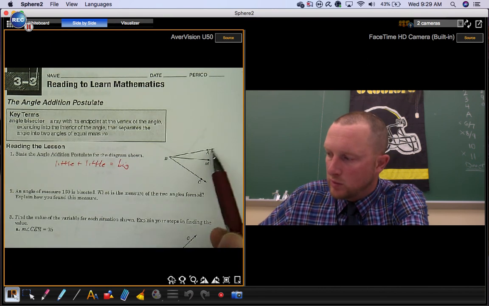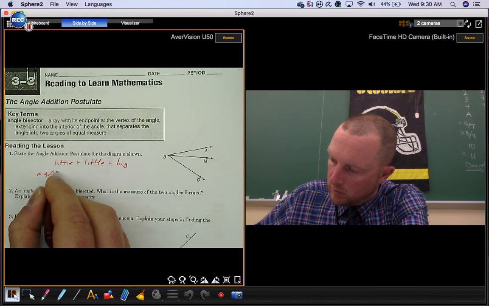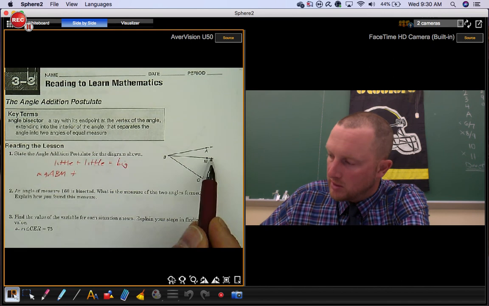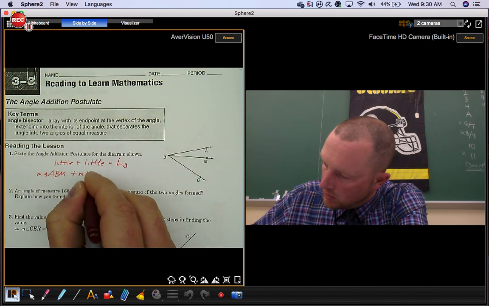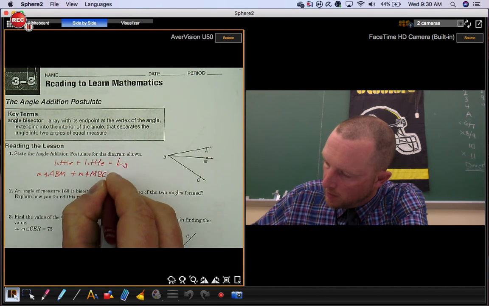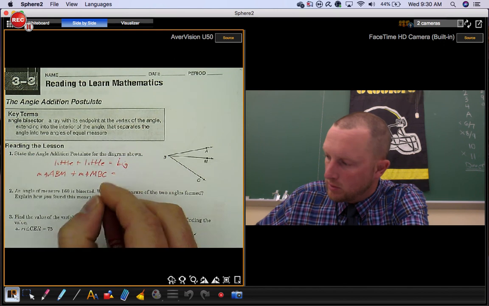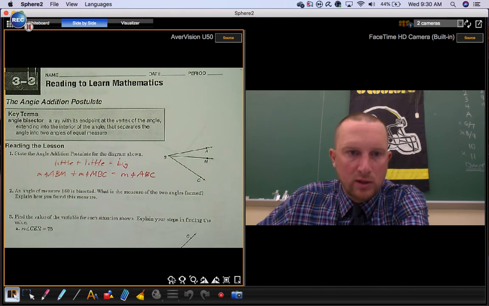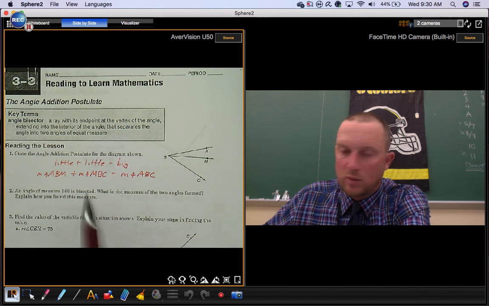Well, the little angles would be angle ABM. So its measure plus the measure of the other little angle, MBC, adds up to give you the measure of angle ABC. That's all you need to do. Little plus little equals big. Specifically, that's what we're referring to.